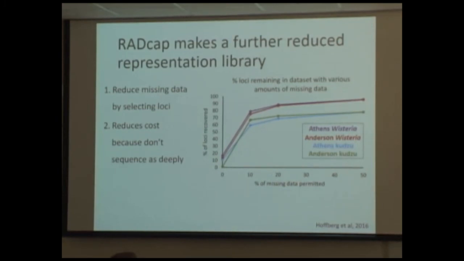And what I want you to notice is how flat these lines are from the 50 to 10 or 20% missing data. So it's only when I don't allow any missing data at all that I have this really sharp drop off here. And all of these numbers are non-zero.